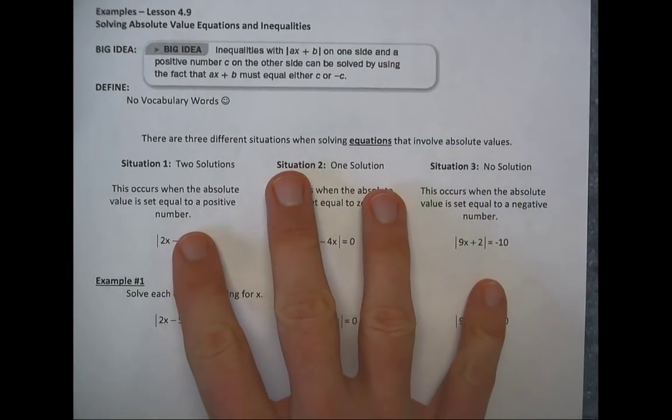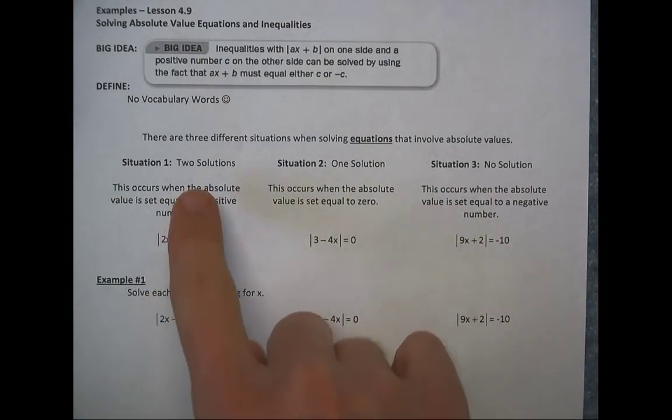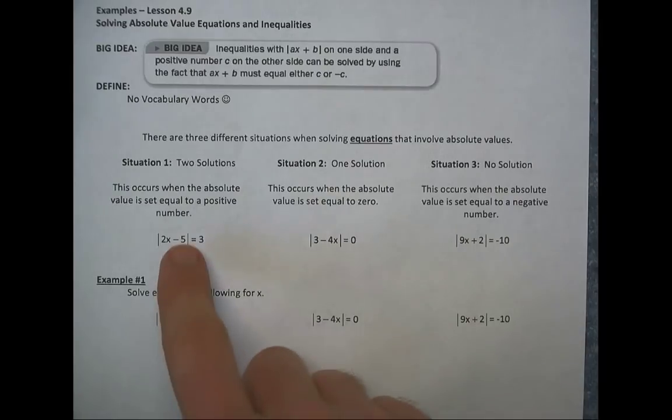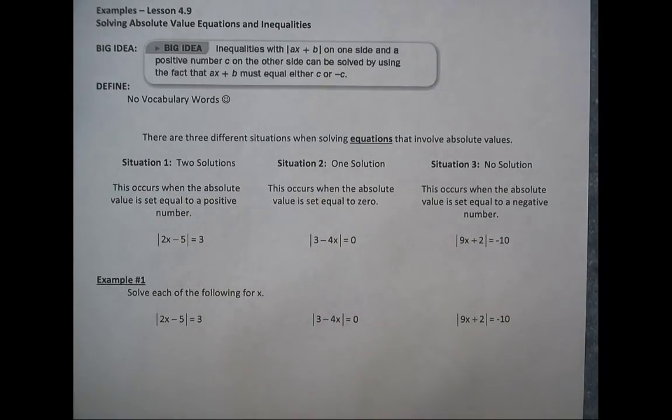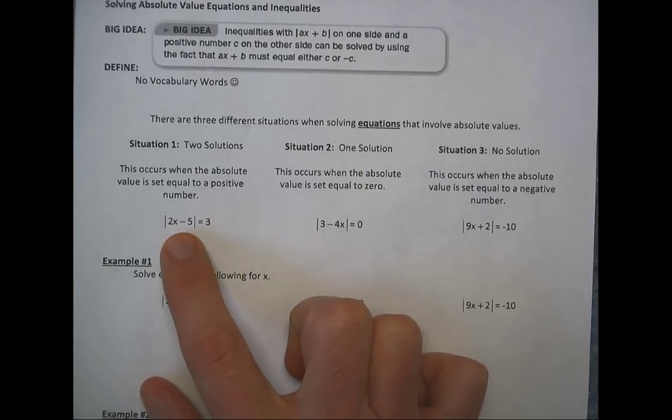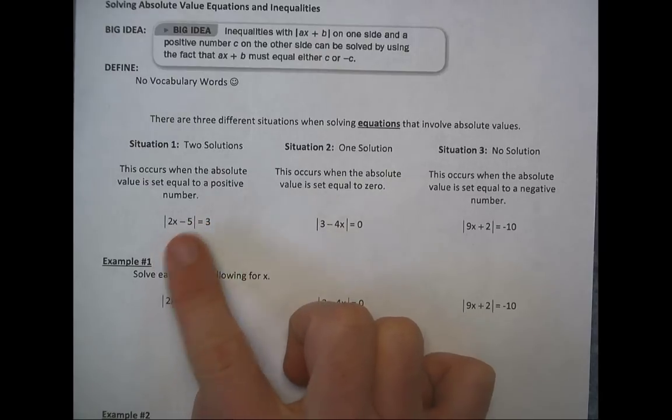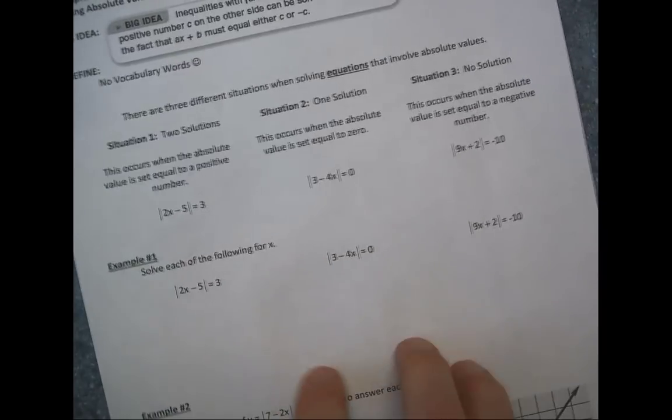There's 3 different situations when solving these equations that have absolute values. So the most common is when there's 2 solutions. So this occurs when the absolute value is set equal to a positive number like 3. So the inside could have produced the number 3, or it also could have produced the number negative 3, and they still would give the absolute value being 3. Okay, so there's 2 possible answers there.